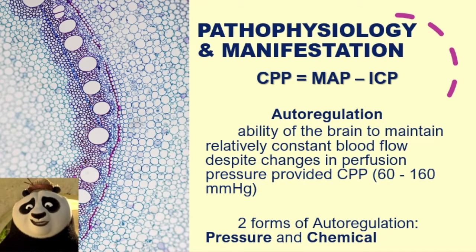Now, we have the term autoregulation. Autoregulation is the ability of your brain to maintain relatively constant blood flow despite changes in the perfusion pressure provided, as long as the CPP is 60 to 160 mmHg. Beyond that, your autoregulation mechanisms would fail. There are two forms of autoregulation: pressure autoregulation and chemical autoregulation.